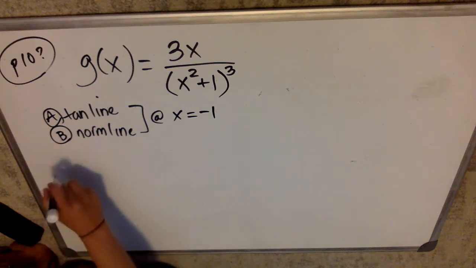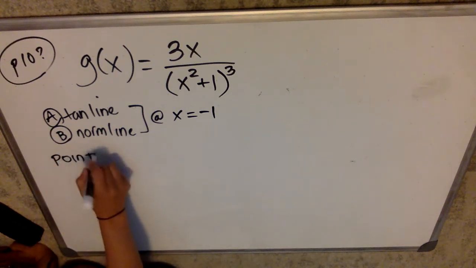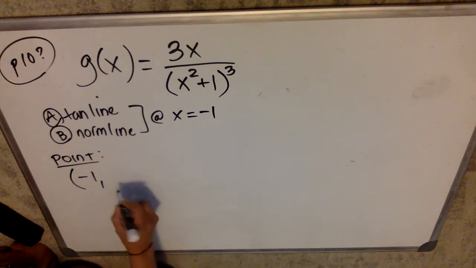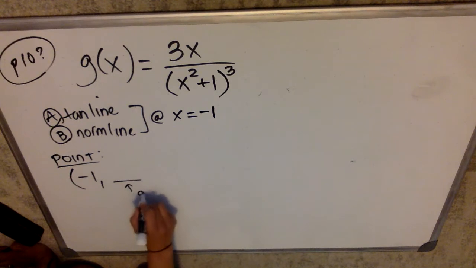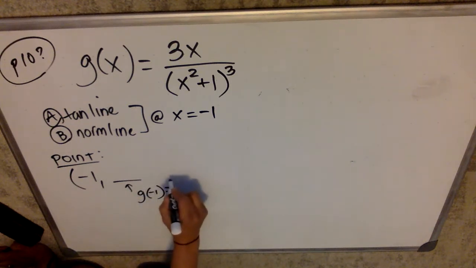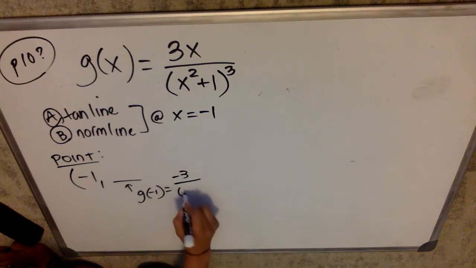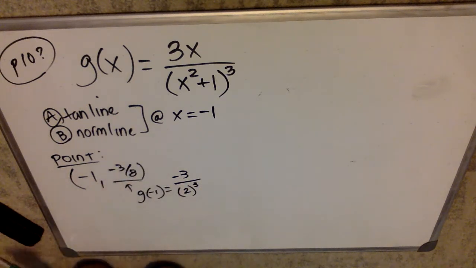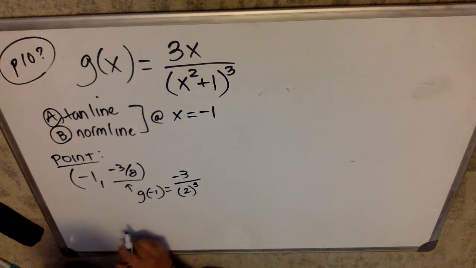Okay, so pause me if you don't want me to keep going, because I'm going to do the problem now. So the first thing I need to do is find a point. And again, I do that first because it's the part that involves zero calculus. My point is going to be negative 1 comma blank. The way I find that y value is by doing g of negative 1. So that'll be a negative 3 on top of a 2 cubed, so I get negative 3/8. And again, it doesn't have to be pretty. Negative 3/8 is your y value, and that's fine.